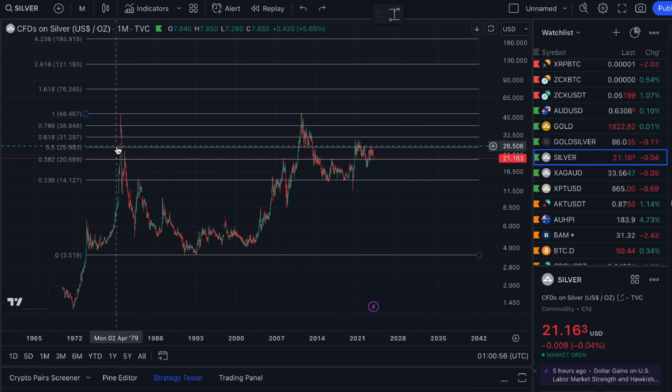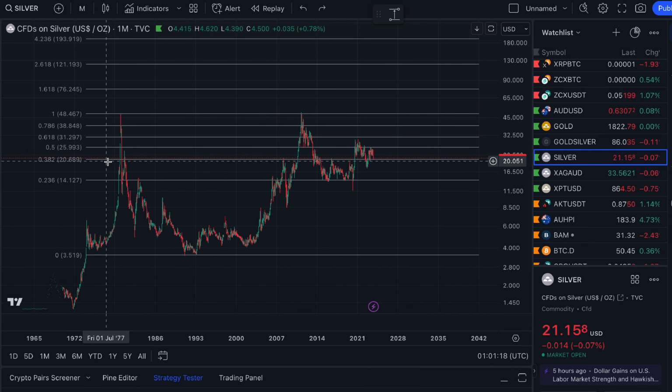The 50% is a big one that people tend to find predictive. The 50 is the halfway retracement point between this high and this low, and that's at $26 right there. $26. Does that remind you of anything I've been talking about for quite some time? So that's the 50% mark.